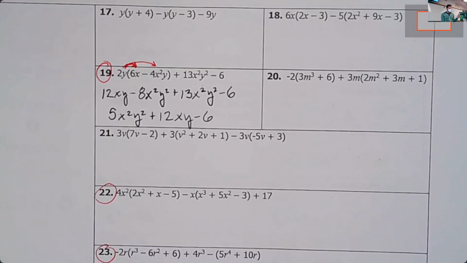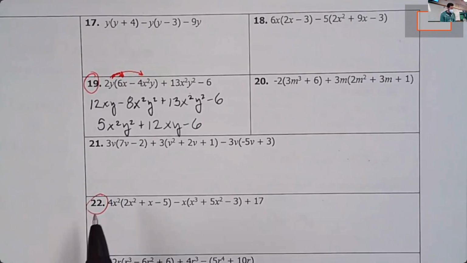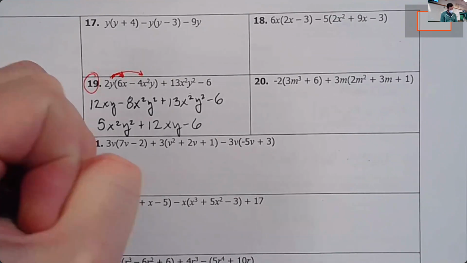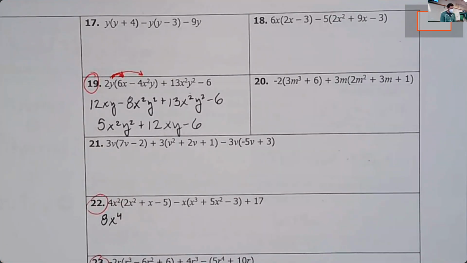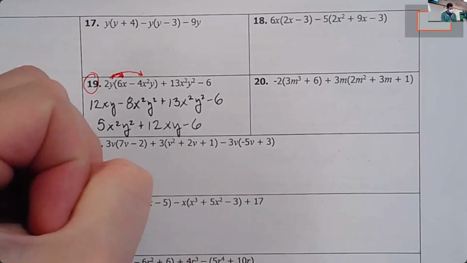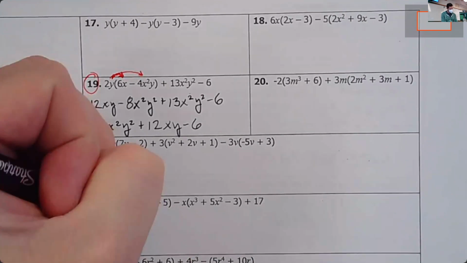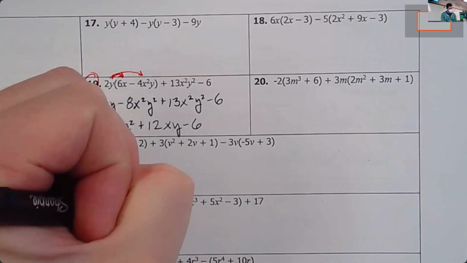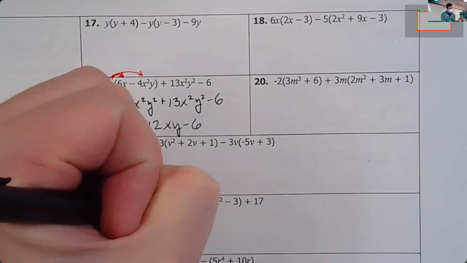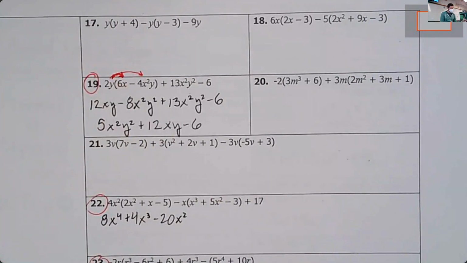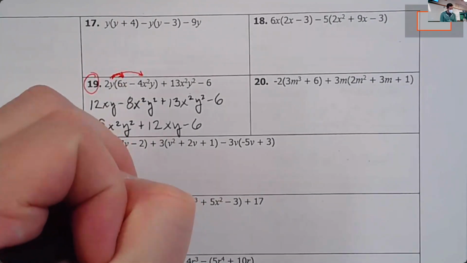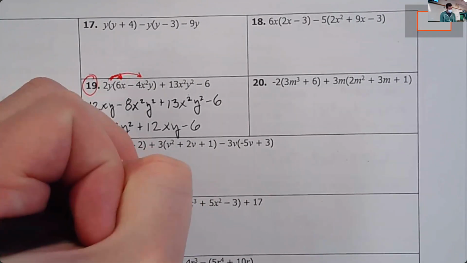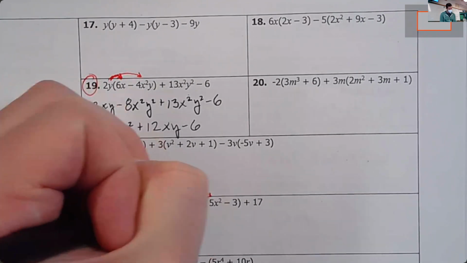We have 2 sets of parentheses to multiply into. So we'll do that. So we got 4x squared times 2x squared. 4 times 2 is 8. X squared times x squared is x to the 4th. Let's see, 4 times 1 is 4, so plus 4. X squared times x is x to the 3rd power. And then 4 times negative 5 is negative 20 with an x squared. In the second set of parentheses, we are multiplying a negative x. Make sure you include that negative when you're multiplying it.